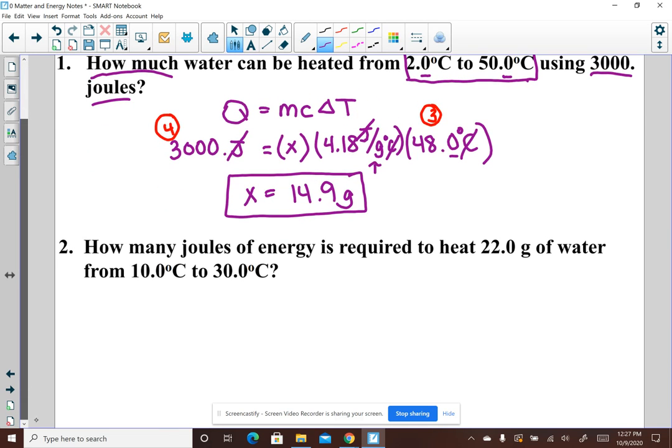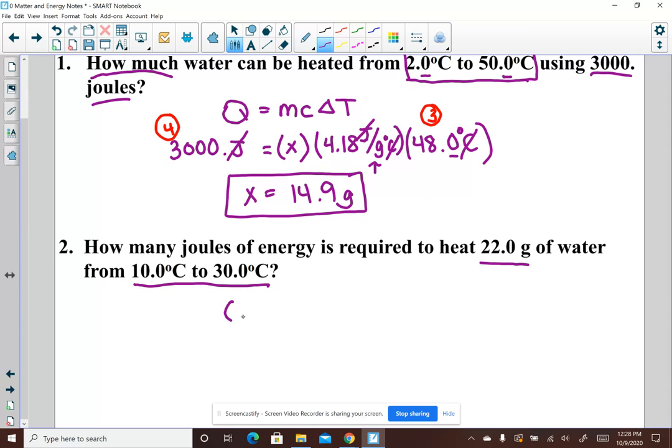All right, let's look at question number 2. I'm heating 22 grams of water from 10 to 30 degrees Celsius. Okay, so again, guys, if I have 2 temperatures, we should know what formula to pick. So I'm going to let a question pop up here. I'm going to let you guys try this on your own.